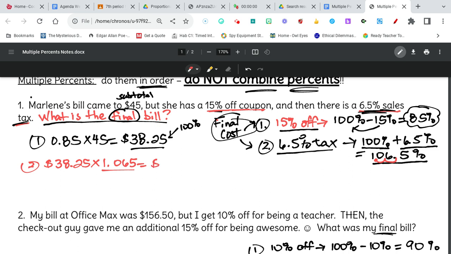All right, so round it to the nearest cent. As money is rounded, that's going to be $40.74. So the final bill, or the final cost, will equal $40.74. Make sure you do them in order as I did. Number 1 was the 15% discount. Number 2 was the 6.5% sales tax. Okay, but make sure the sales tax is applied to the sale price, not the original bill. All right.